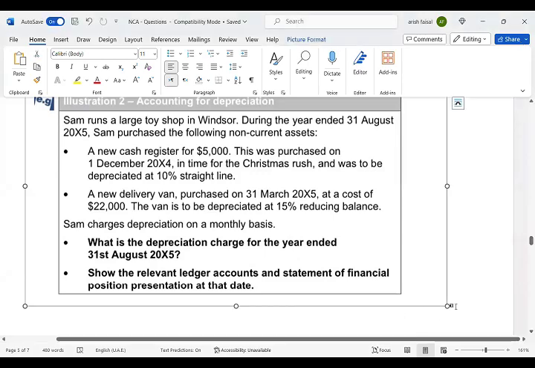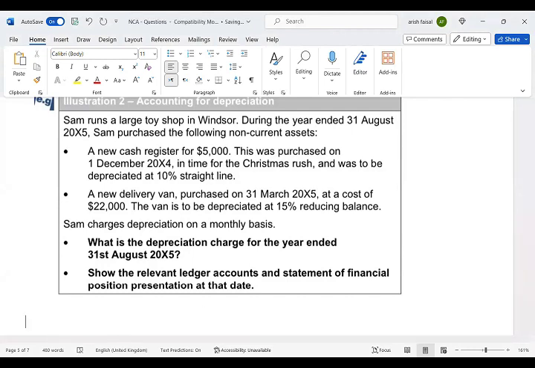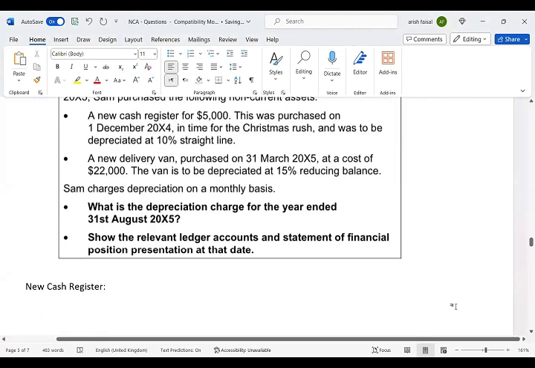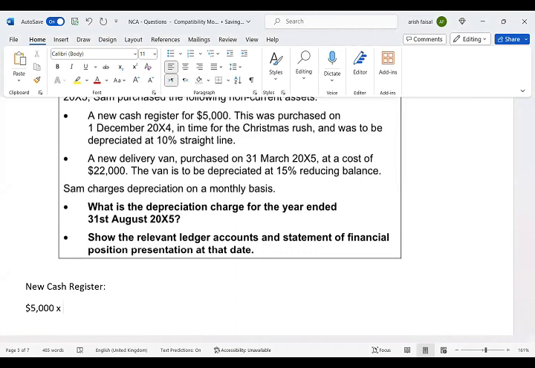So in this case, for the new cash register, the cost of this is 5,000, and you need to charge a straight line depreciation of 10%. So every year that will be 500. Okay. And this has been from December to August. So it's only for 9 months. So the depreciation for the current year will only be 375 and not 500 in total. It represents 9 months depreciation.